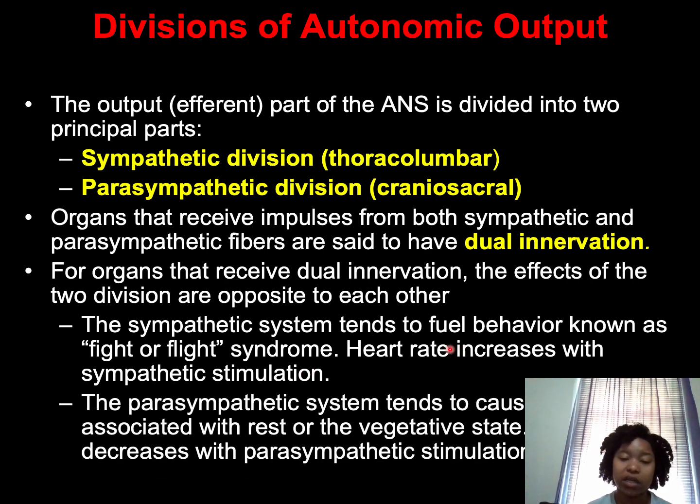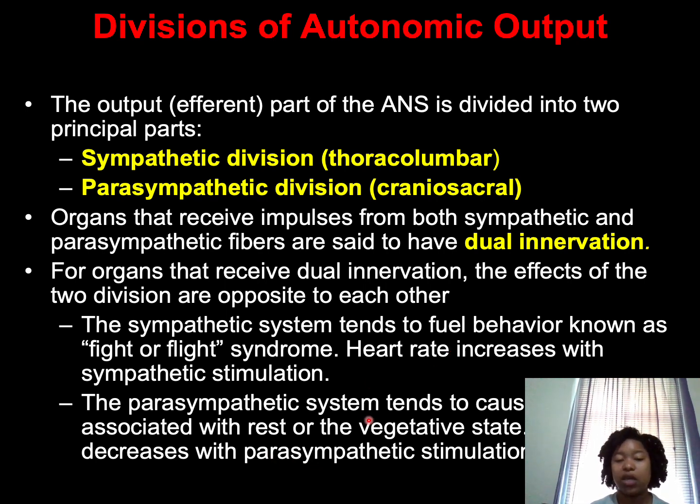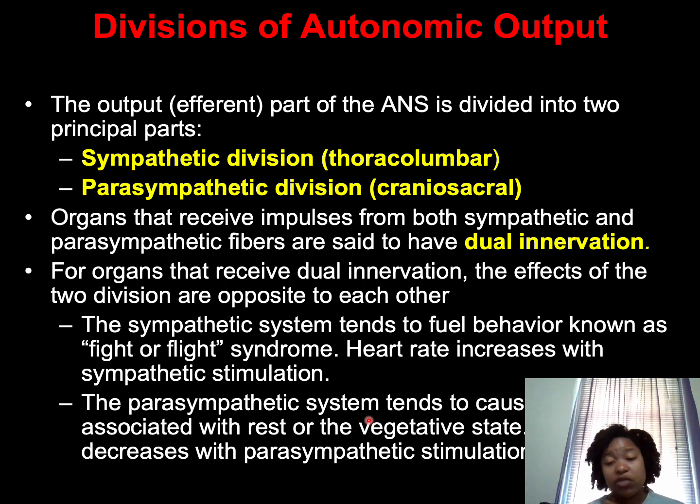The parasympathetic system tends to cause things that are associated with the rest or vegetative state. So heart rate decreases with parasympathetic stimulation, like we just discussed. They call the sympathetic division fight or flight, and the parasympathetic division is often called rest and digest. It's the one that's involved with slowing down the heart rate and also involved in digestive processes and things like that.